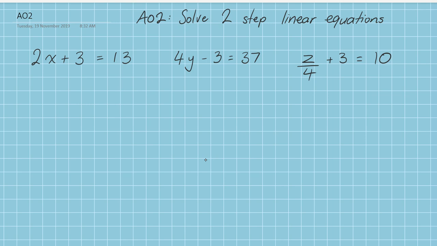Hey team, Mr. Munner here to talk about AO2, solving two-step linear equations. Before we dive into that, let's break down what that AO means to begin with.